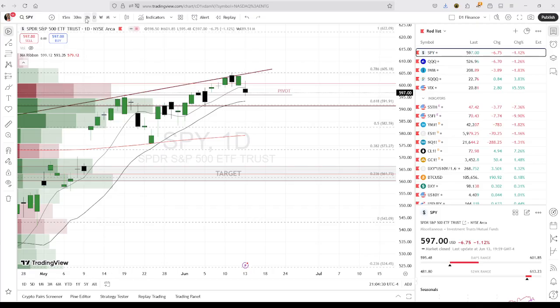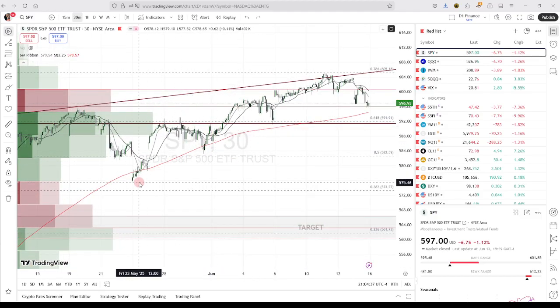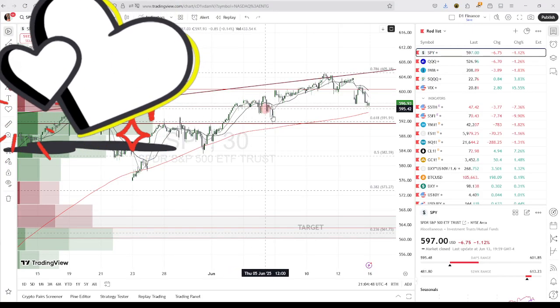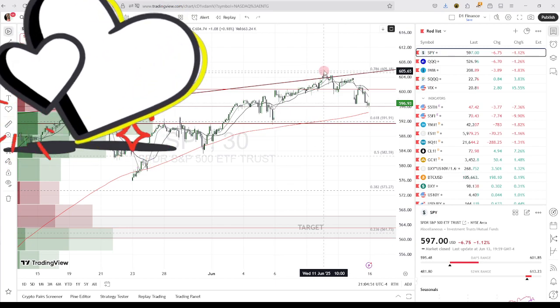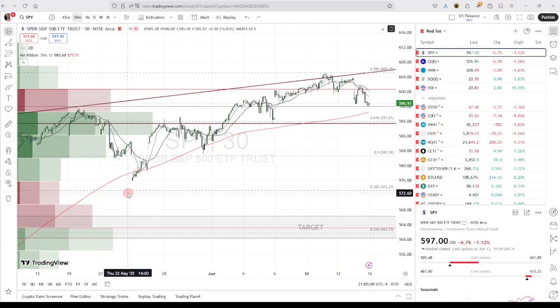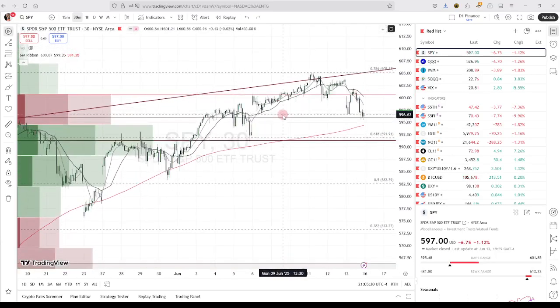But let me show you guys what this looks like on a 30-minute chart here. Look at this. A move higher, reversion to the mean. A move higher, reversion to the mean. A move higher, reversion to the mean. This 200-day moving average has been providing us with these reversions on the 30-minute chart since the end of May.